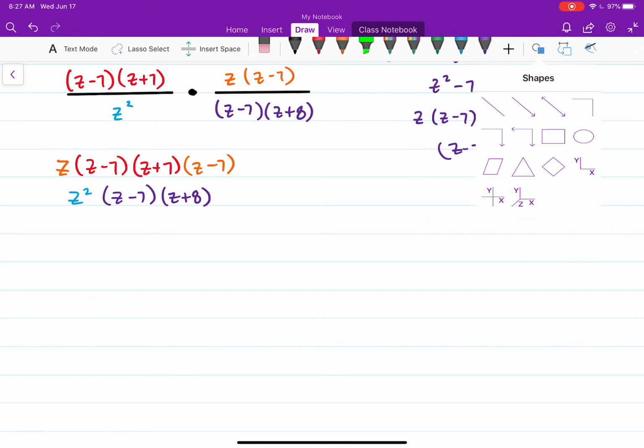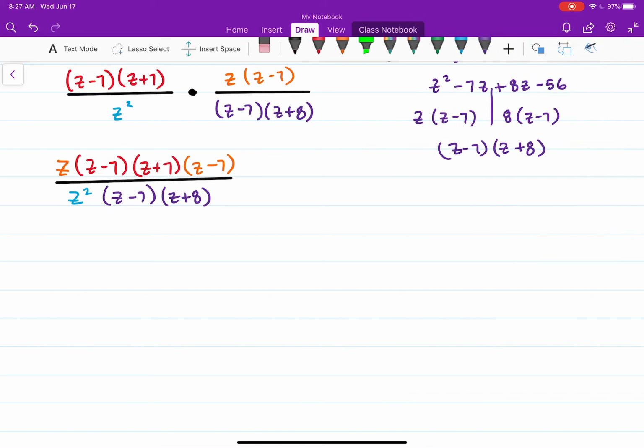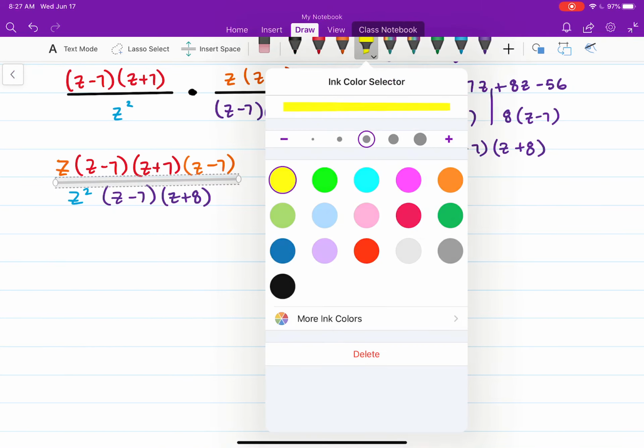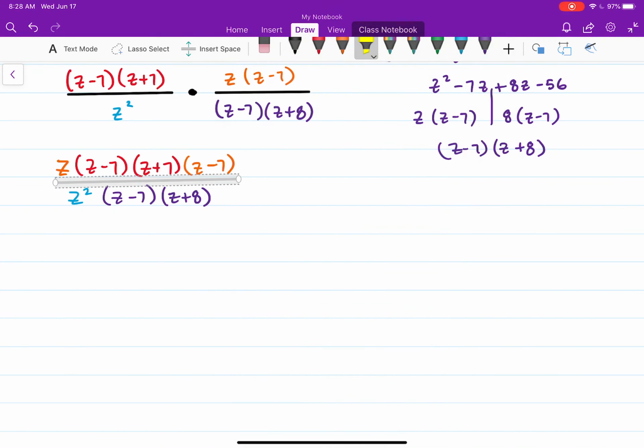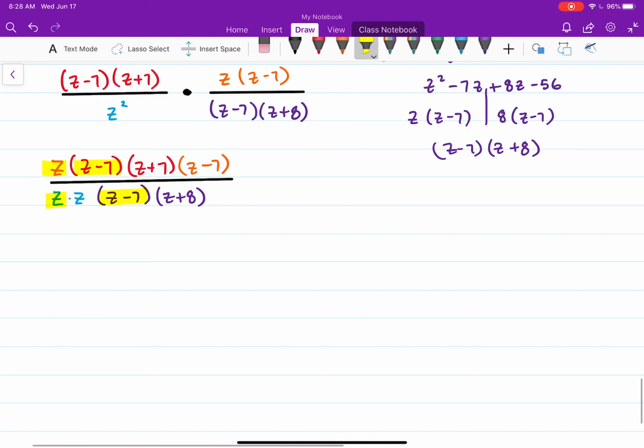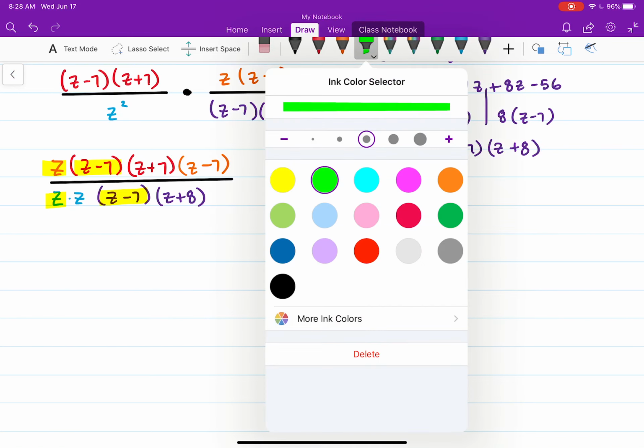Okay, so when I multiply, it's going to be top times top, bottom times bottom. Okay, so again, I ask myself, what is in common? Look at this. This is a z times z. So now I can say a z is in common. Is there a z minus 7 on the bottom? Yes, there it is. Is there a z plus 7 on the bottom? No, there's not. Is there another z minus 7 on the bottom? No, there's not.